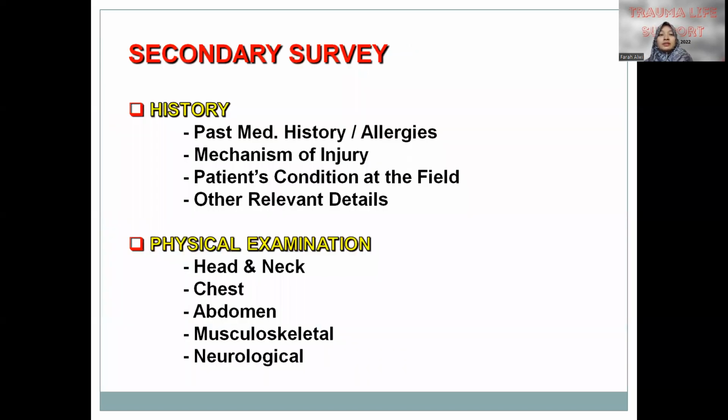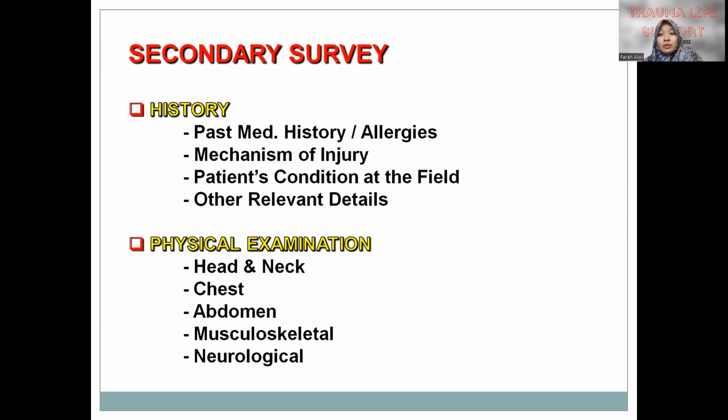All right. Secondary survey. History-wise, we ask the AMPLE history: any allergies, any previous medical histories, if the patient is on any medication, any surgical histories, when is the patient's last meal, and what is the event that led to the trauma. Then we will do a head to toe physical examination.